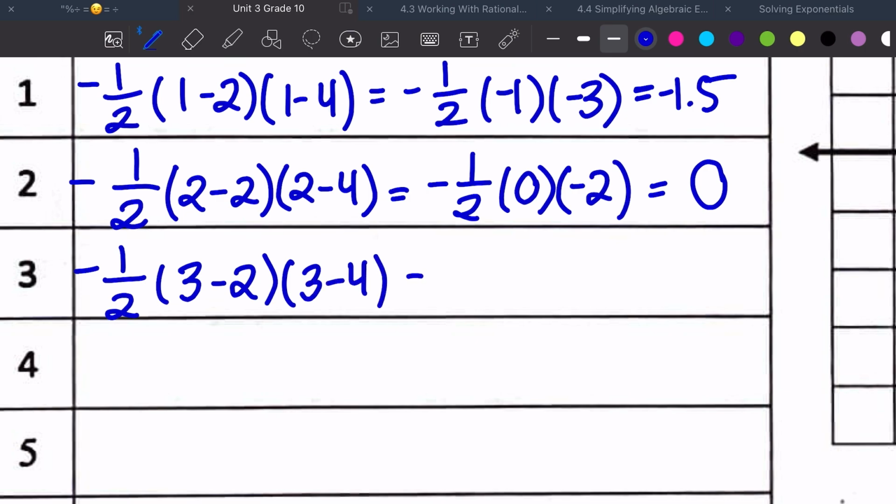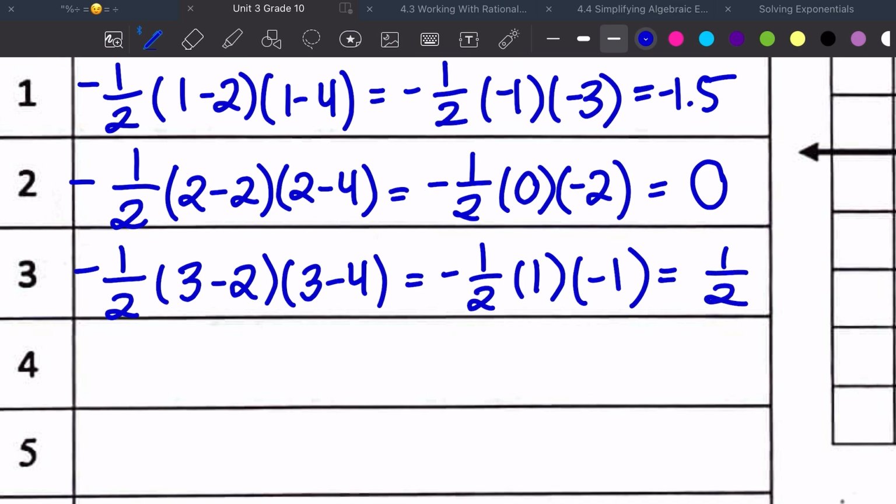Right? And 3 minus 4. So negative 1/2. And we've got 3 minus 2 is 1. And 3 minus 4 is negative 1. So we've got just positive 1/2. Do you guys want to try filling out the rest?